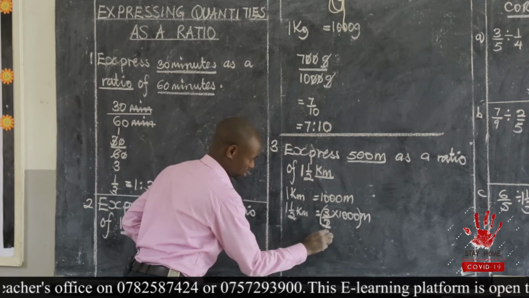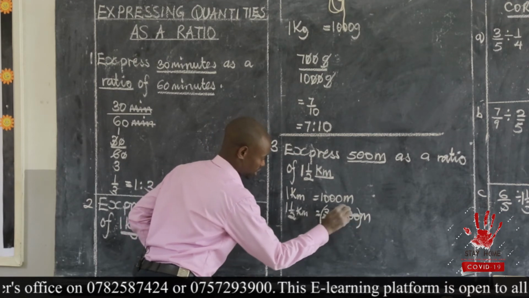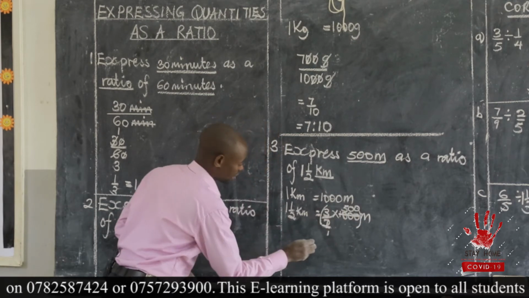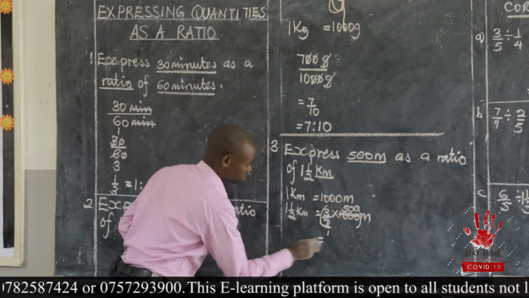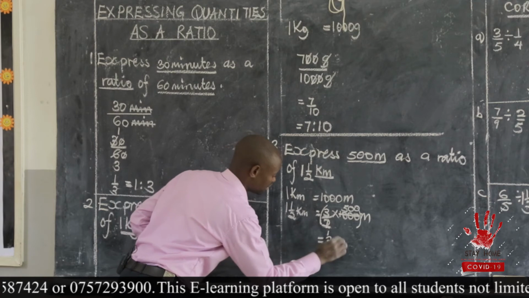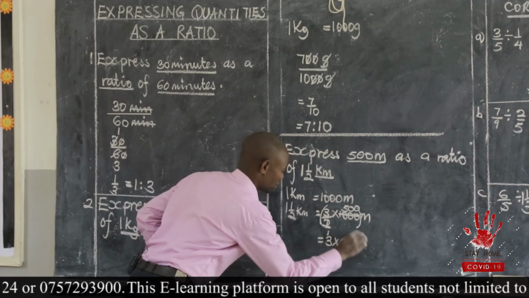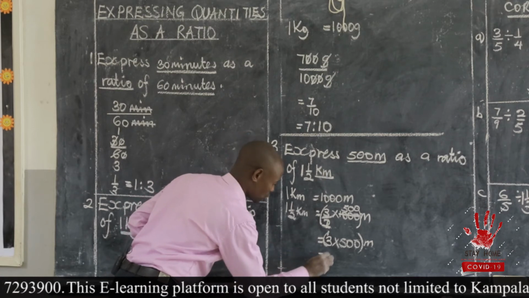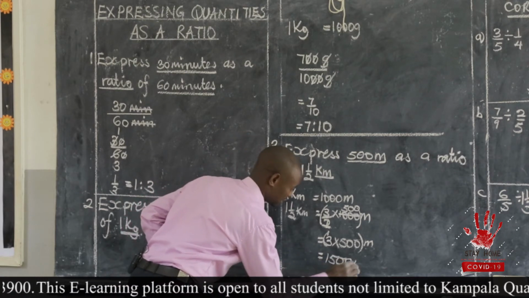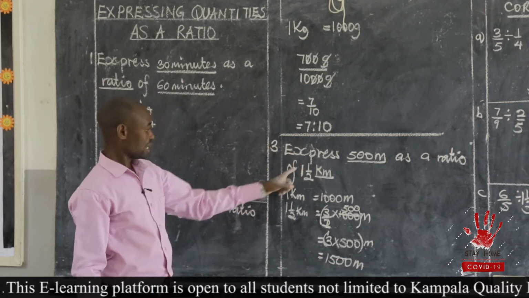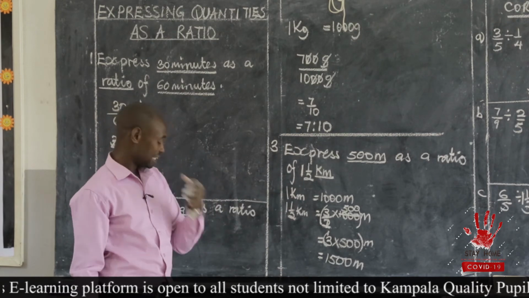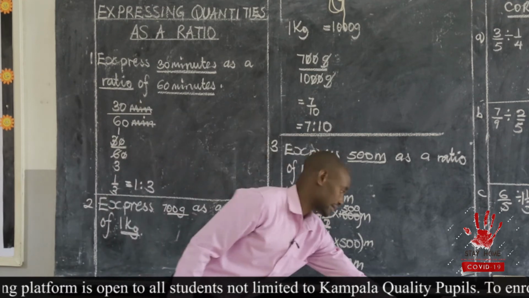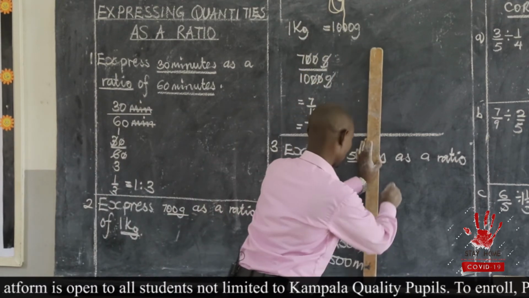So divide by 2 is 1. Divide by 2 in 10 is 5, plus two zeros. So we have 3 times 500, and this one is in meters, and the product is going to be 1,500 meters. So it means 1.5 kilometers is the same as 1,500 meters.